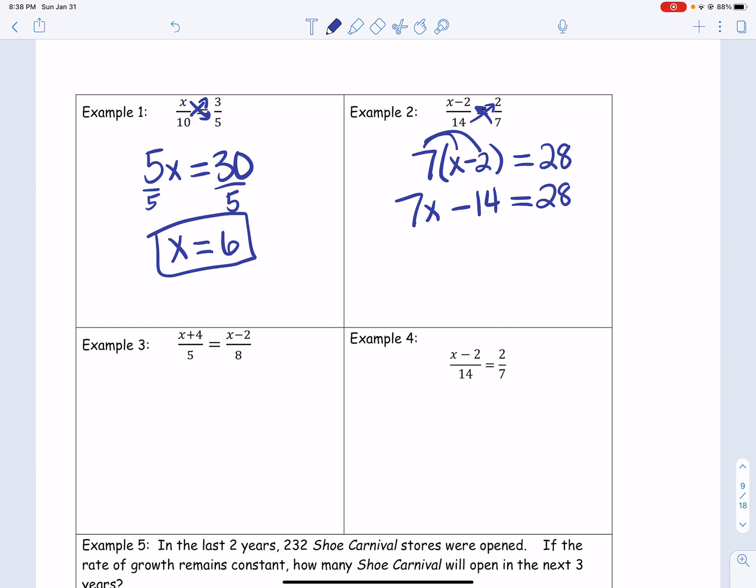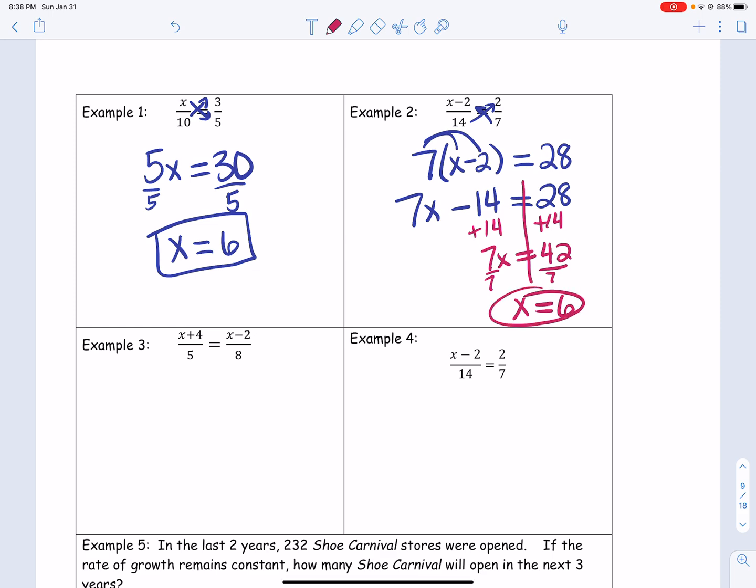And so now I get to this point. So we would put our line down the middle, and I'm going to add 14 to both sides. And so I get 7x equals 42, and I'm going to divide both sides by 7. So x equals 6. Okay.